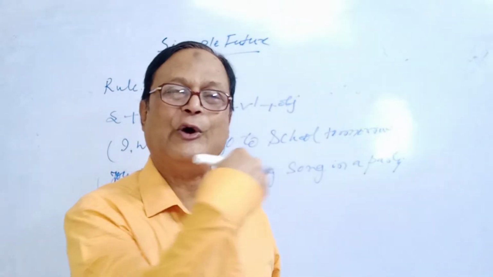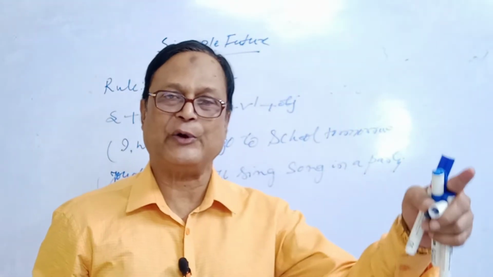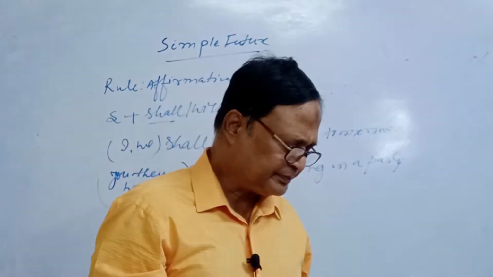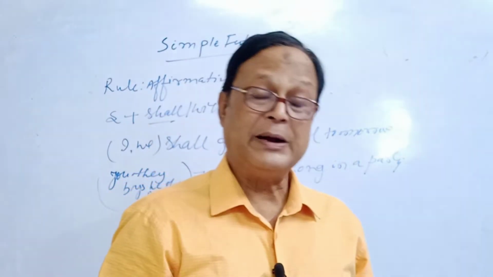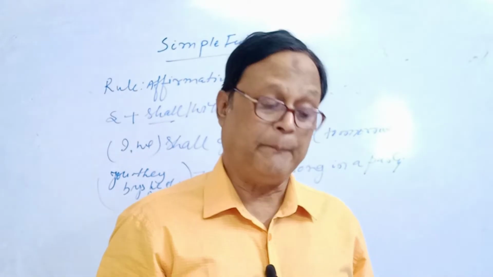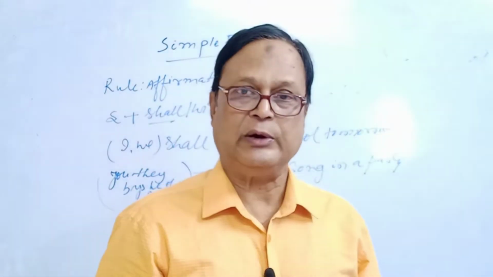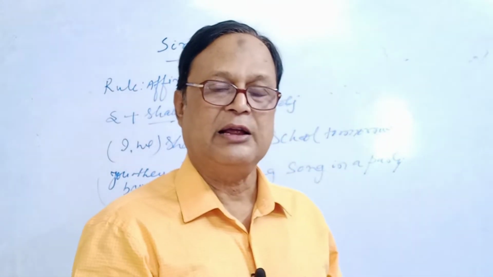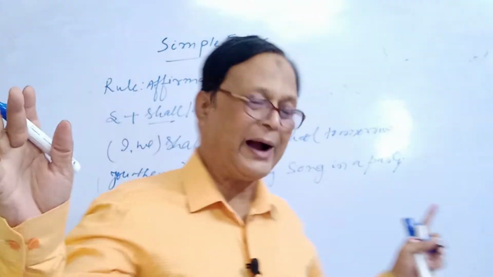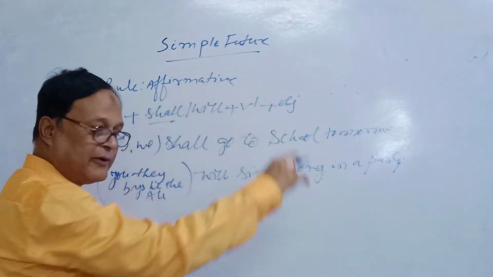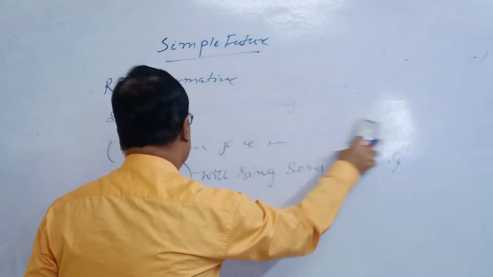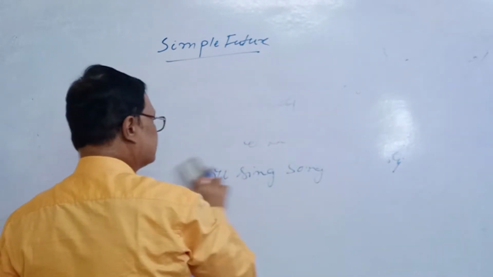I shall go to the movie tomorrow. Main kal movie jaunga. But not now. Here is this use of shall and will. But remember, you can use will everywhere. But according to the rule, we should use shall with I and we. Okay? Now, it is called the affirmative sentence. What is the negative sentence? Here is the negative sentence.